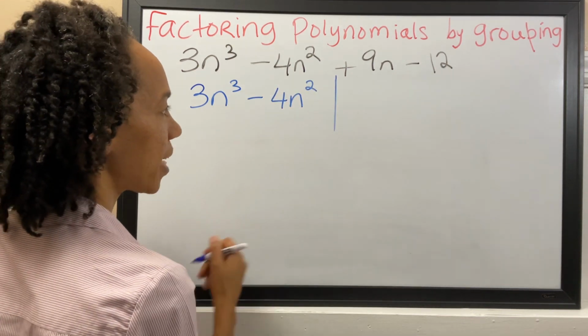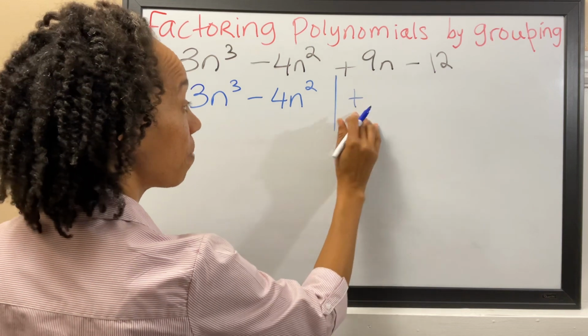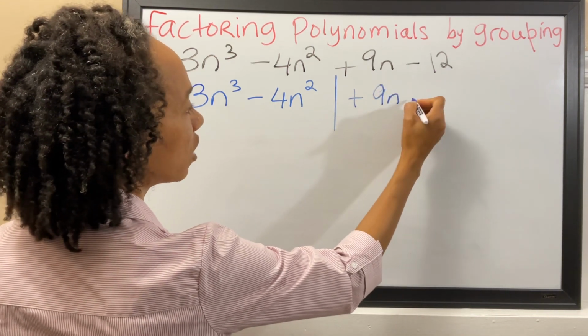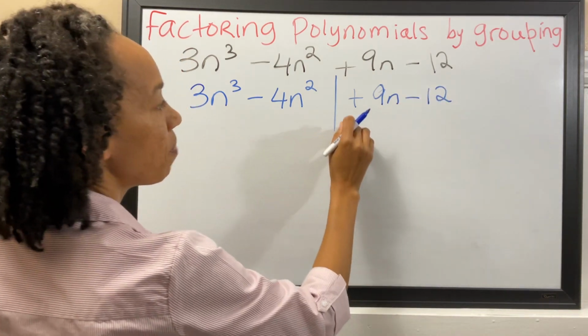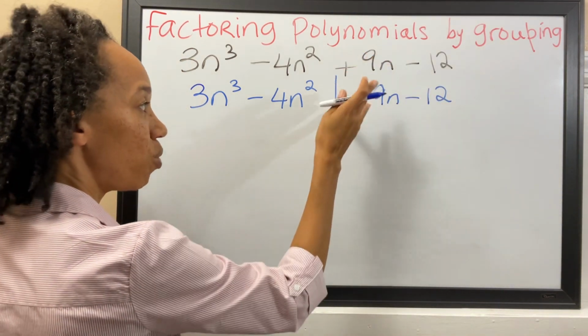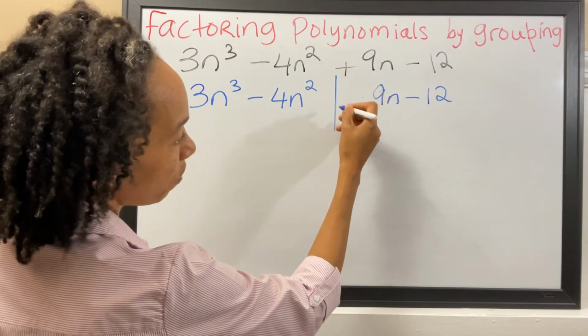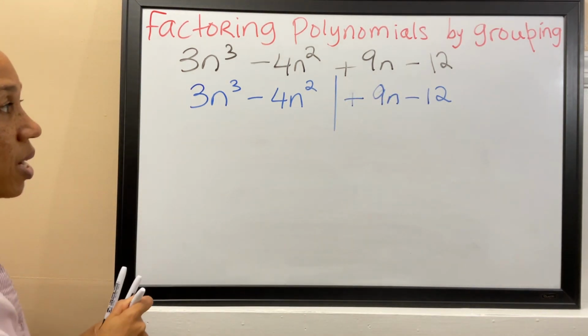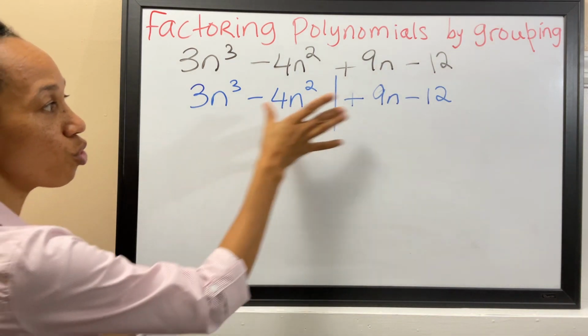I put a stroke there to separate them, and you can put the plus here or you can drop it and leave it because it's positive. Because if it was negative, then you would have put it there. So it's up to you if you want to put the plus or leave it out. That's fine. So we have two groups here.